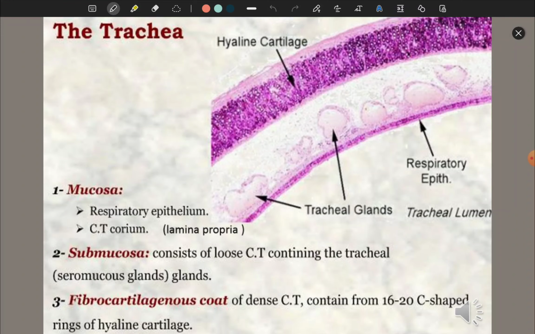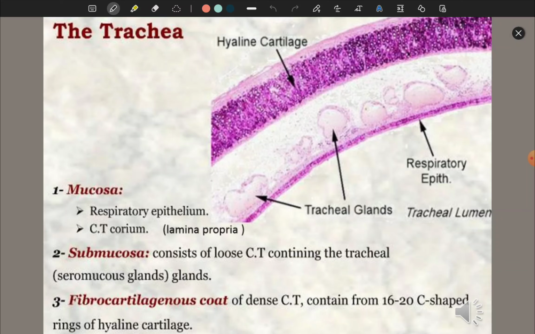Beneath the lamina propria, after this thin layer of connective tissue, we have a thicker layer of connective tissue, which is not loose areolar, it is the dense irregular type of connective tissue. This forms the submucosa. Okay? So the lamina propria is the loose areolar type of connective tissue, while the submucosa, the layer behind it, is the layer of dense irregular connective tissue.